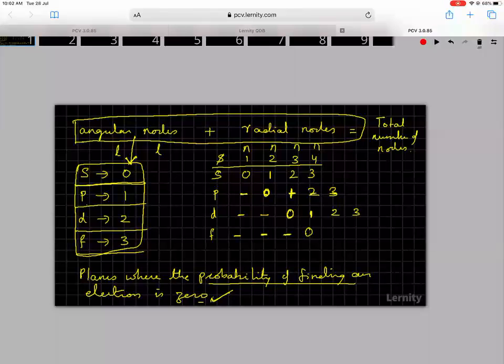Then I am talking about the radial nodes. I am explaining to you the total number of radial nodes. So how many radial nodes do you have? The total number of nodes will be n minus 1. So the total number of radial nodes will be n minus L minus 1. N minus L minus 1.